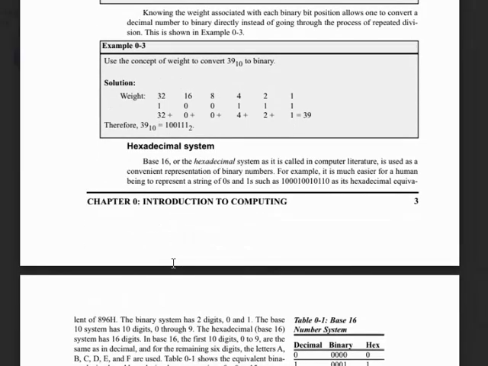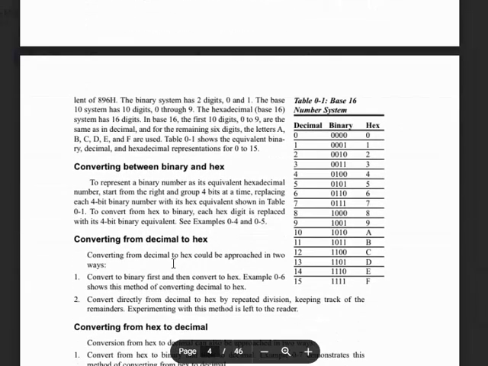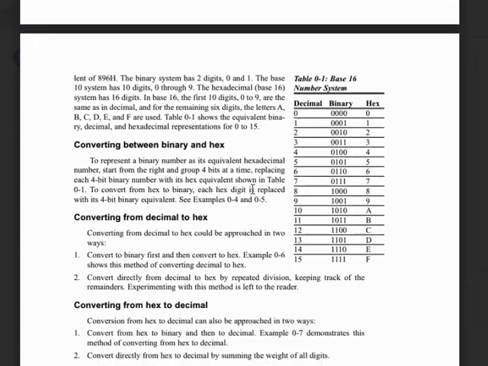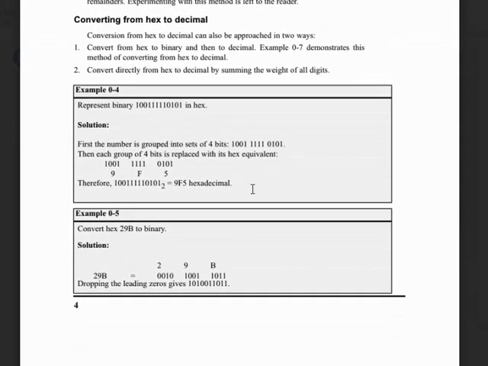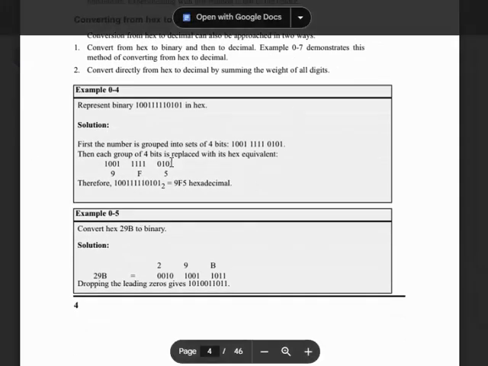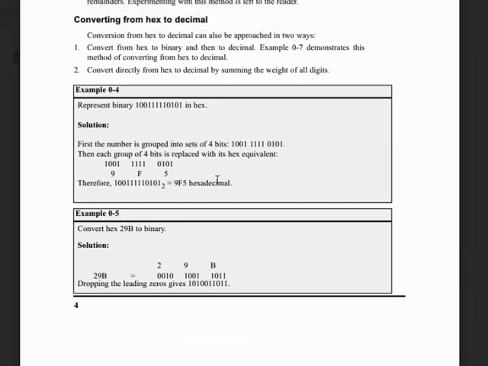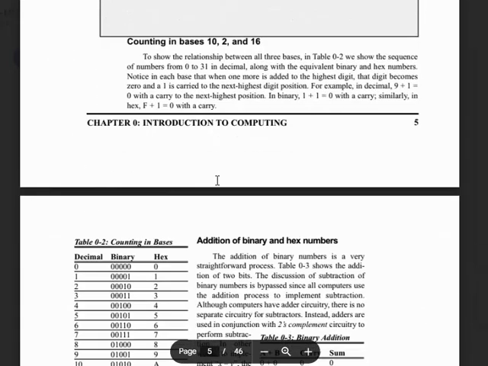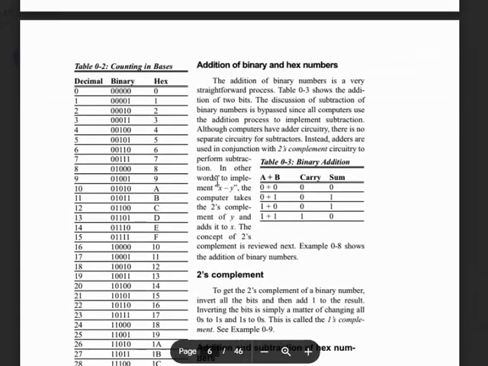Then moving on to hexadecimal, here is a table which we need to remember, because from this table we can simply convert to hexadecimal. Here are some examples of how we convert it. Simply we will use the table to convert it, or the rules we previously know. Moving on, we see the addition of binary and hexa numbers.